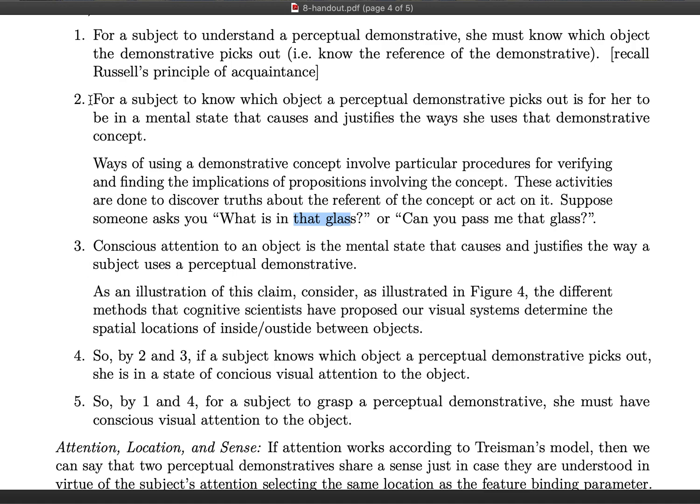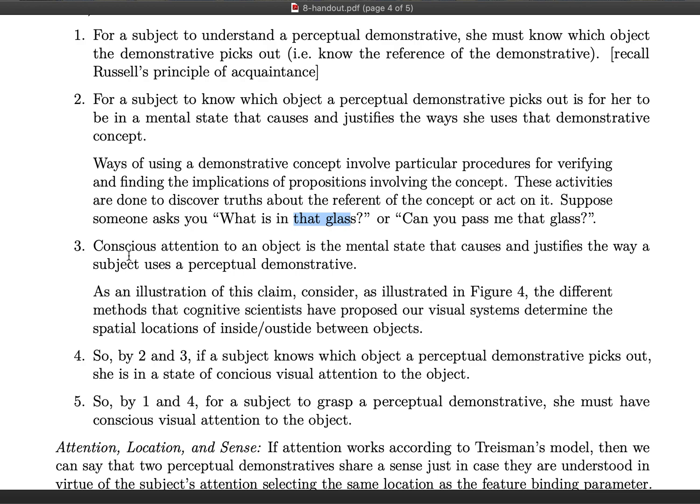So again, premise 2 says, what it means to know what object a perceptual demonstrative picks out involves you being in a mental state that causes and justifies the ways you use that demonstrative. And then premise 3 says, what that mental state is that causes and justifies the ways that you use a demonstrative, that mental state is our conscious attention to an object.